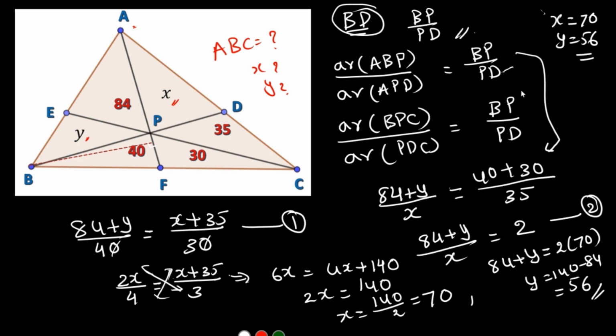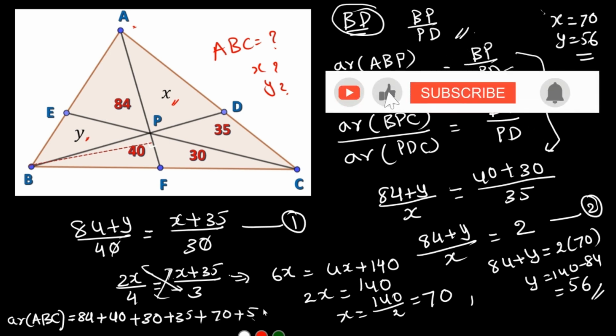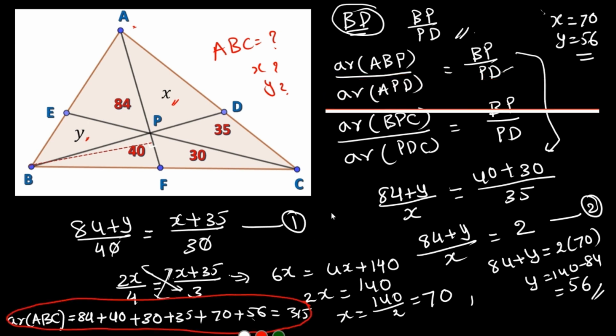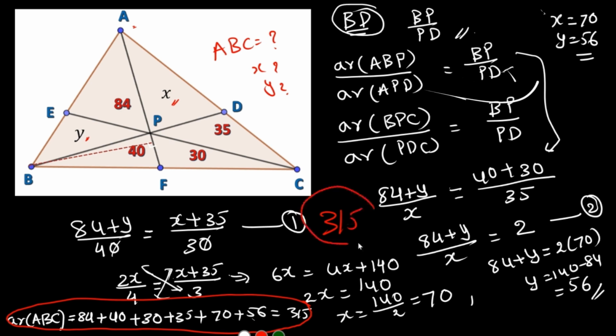Okay. So now how do you find the total area? We need to add all the numbers, right? That is the area of triangle ABC. So we need to add up all the areas: 84 plus 40 plus 30 plus 35 plus x and y, right? x is 70 and y is 56. That is 315. So the answer is 315 for this problem.